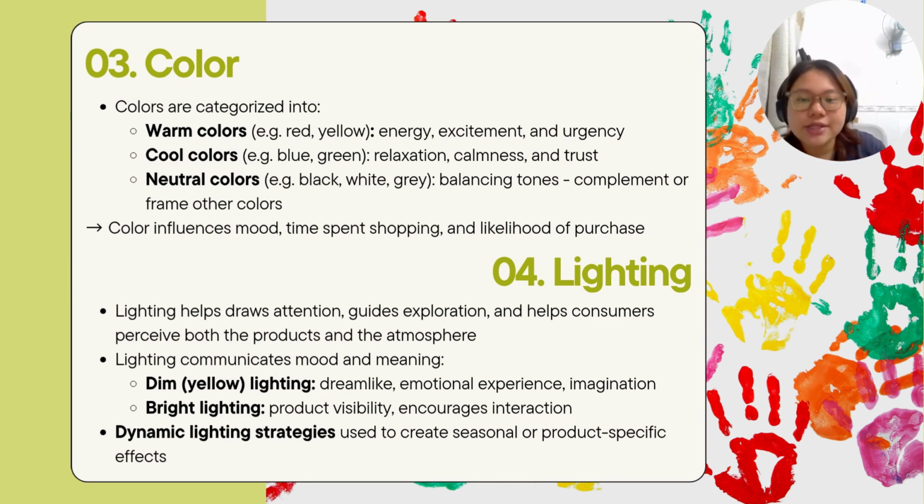On the other hand, bright light enhances product visibility, as I said above, and therefore encourages interaction with the product, such as touching it or handling the merchandise. We also use dynamic lighting strategies to create seasonal or product-specific effects. Often in a store or a restaurant, the service environment will have seasonal adjustments, so it will change lighting color based on the time of the year, like mostly green in spring, yellow in autumn, and so on.